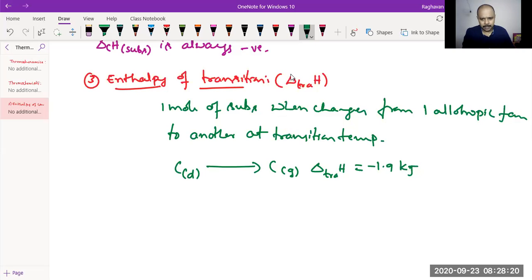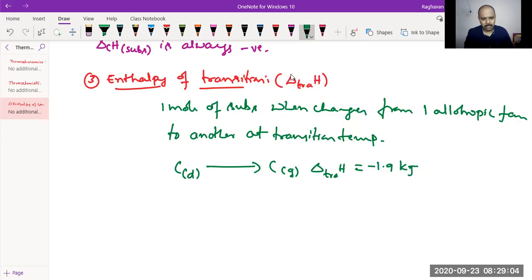Now, this equation can also have a question like this. They'll give the equation C diamond giving C graphite, delta transition H equal to minus 1.9. They'll ask you, between diamond and graphite allotropic forms, which is more stable? Graphite. Why? Energy is liberated. So if energy is liberated, stability increases. Look at that, diamond is so hard and stable, and graphite is even more stable when compared to diamond. That's the meaning of that. So this is the enthalpy of transition.